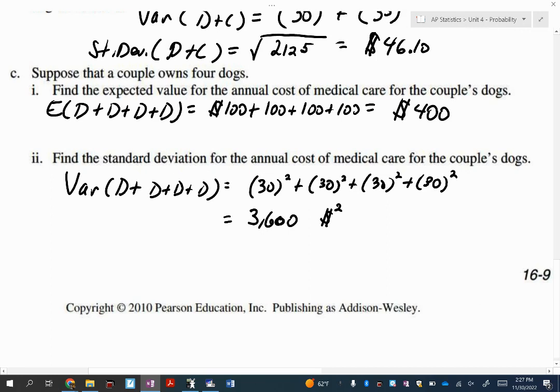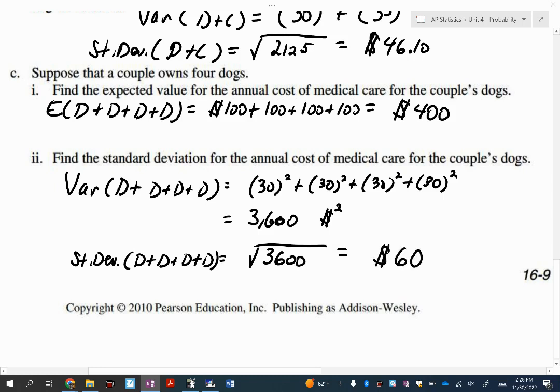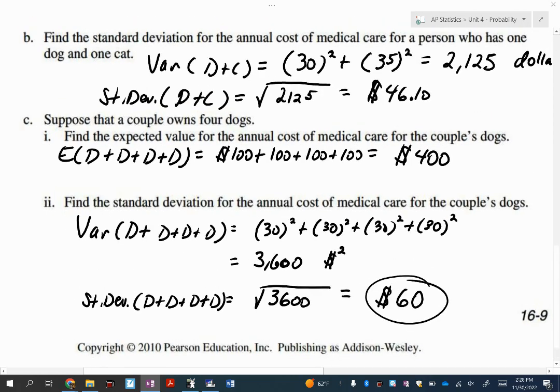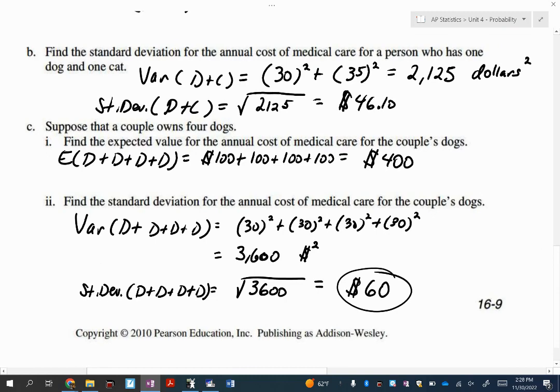Okay, and so the standard deviation for dog and dog and dog and dog equals the square root of that. And what's the square root of 3,600? It's $60. It is. That's it.